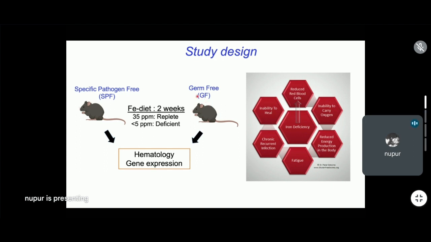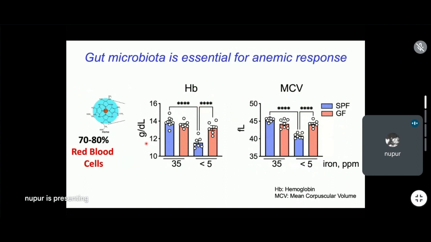So we treated these mice, the ones with normal commensals and the ones with no microbiota whatsoever, with different iron diets: 35 parts per million, and even 10 times higher, 350 parts per million, which is called an iron-sufficient diet, and as low as 5 parts per million, which is called deficient. After putting them on these diets for 2 weeks, why 2 weeks? We know that within 2 weeks these mice will be anemic, and that's good enough. If you don't give them enough iron, within 2 weeks they will have low hemoglobin. So we looked at hematology and gene expression to see what happens.